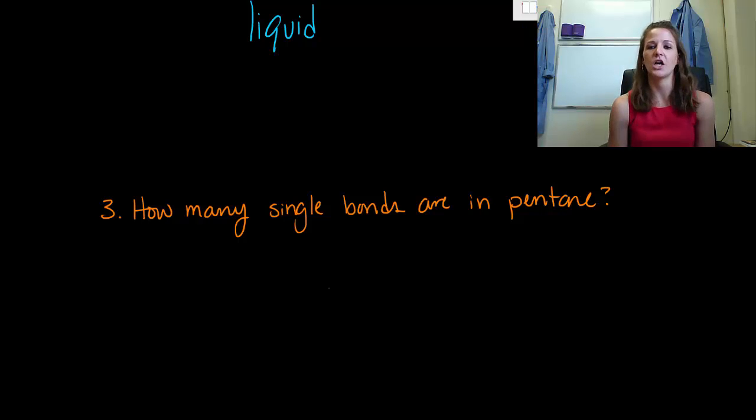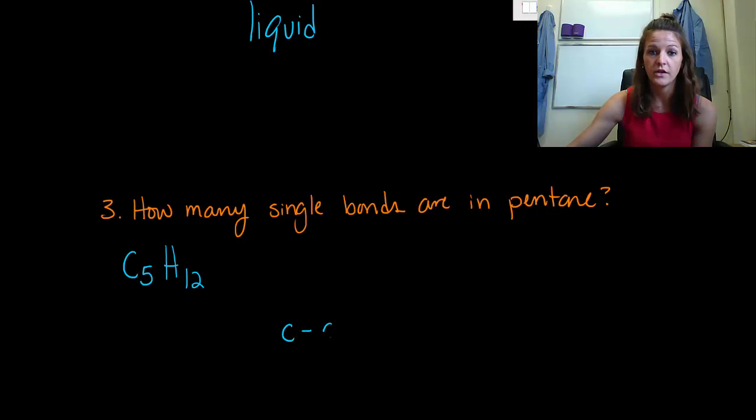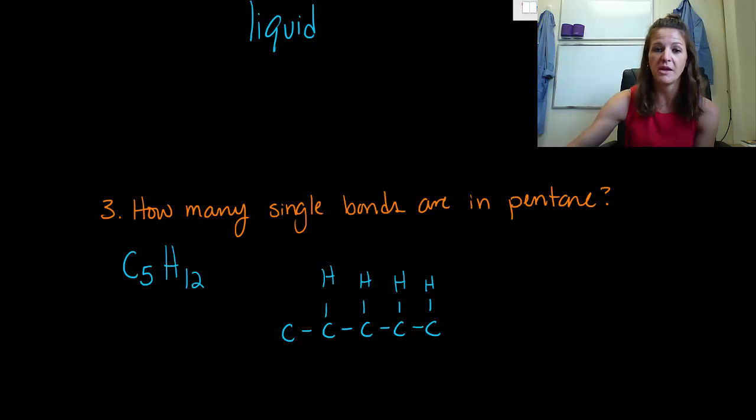All right, next one. How many single bonds are in pentane? The first thing we have to do with this problem is figure out what pentane is. Pent is telling us that there's 5 carbons. So the hydrogen component is going to be 5 times 2, which gives us 10, plus 2 gives us 12. So C5H12 is what pentane is. Now you just have to draw it out. So 1, 2, 3, 4, 5 carbons, and now there are 12 hydrogens all the way around it. Maybe some of you are able to do this in your head, which is awesome.